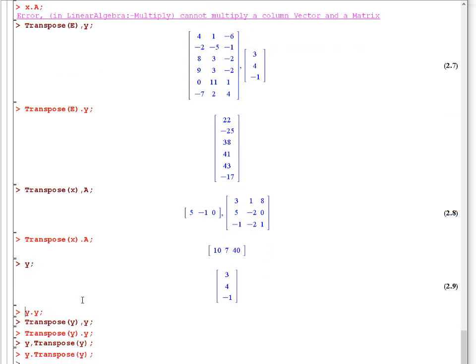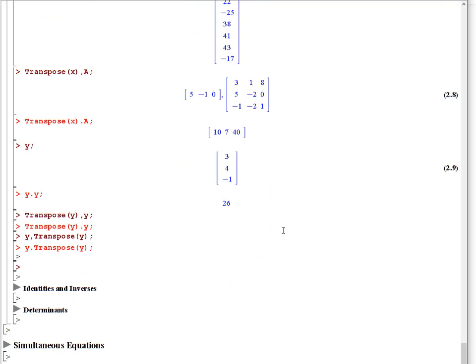This is a reminder of vector y. This is vector y dot vector y. So that's a reminder of, in other words, y squared. That's just the dot product. So 3 times 3 plus 4 times 4 plus negative 1 times negative 1 gives you 26.